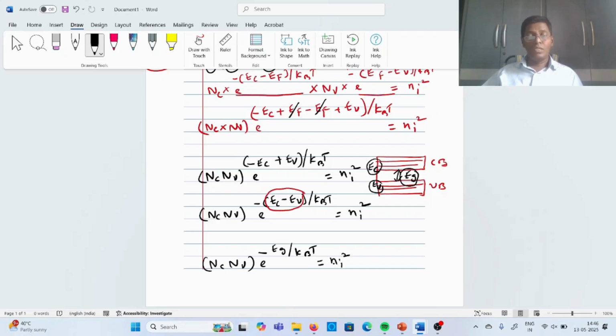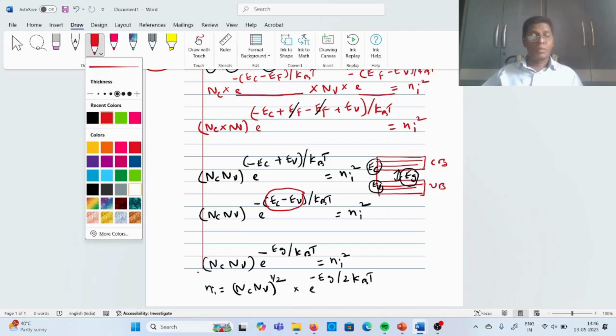Now what do I need in this expression? I need the equation for the intrinsic concentration in an intrinsic semiconductor. So I need only the equation for Ni. So Ni is equal to Nc into Nv whole power of 1 by 2 into e power of minus Eg divided by 2 kBT. This expression I got.